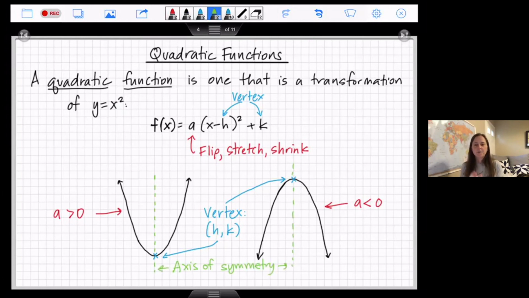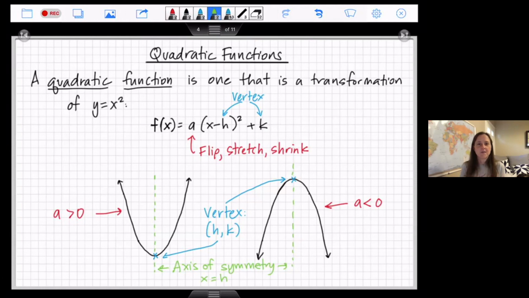If I were to fold my paper along those green dotted lines, that would be the line that would make the graph land right on top of itself. It's where it's symmetric about. And it's a vertical line, so it needs the equation of a vertical line. X equals a number, and the number is just going to be the x coordinate of the vertex. So x equals h.